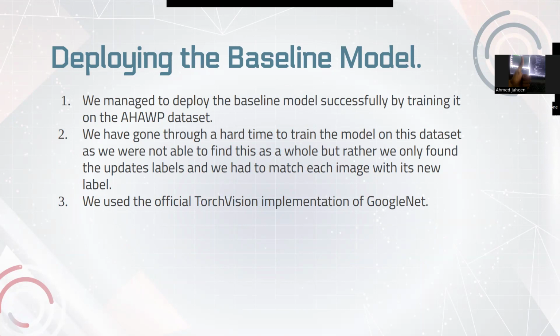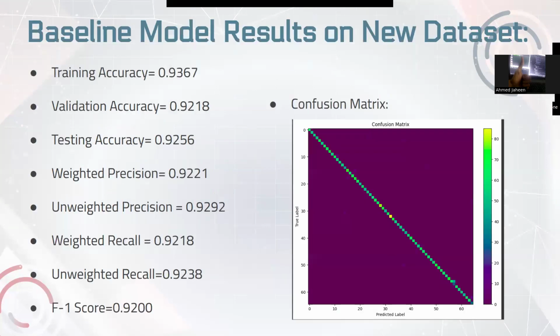And we have gone through a hard time to train the model on this dataset because we weren't able to find it as a whole, but rather we only found the updated labels and we had to match each image with its new label. So it was a difficult time for us to train the model on it. And of course, the weak GPU for training this model. And finally, we used the official Torch Vision implementation of GoogleNet.